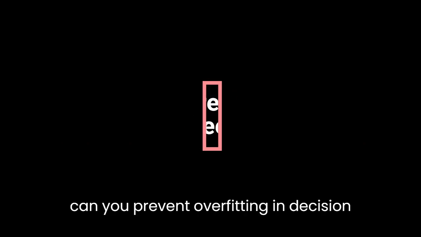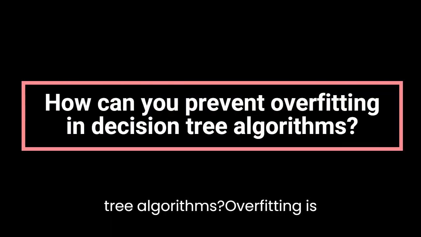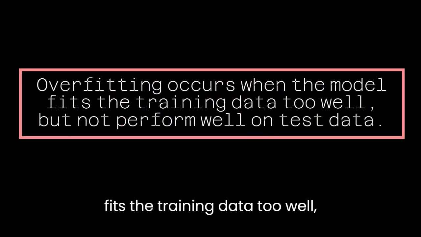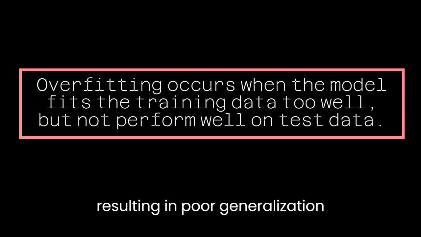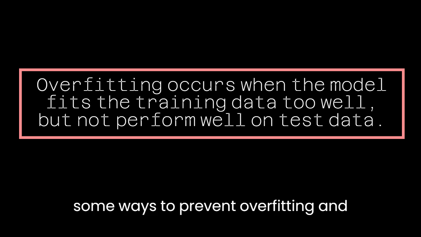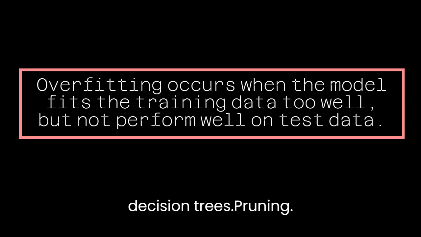How can you prevent overfitting in decision tree algorithms? Overfitting is a common problem in decision tree algorithms that occurs when the model fits the training data too well, resulting in poor generalization performance on new data. Here are some ways to prevent overfitting in decision trees.